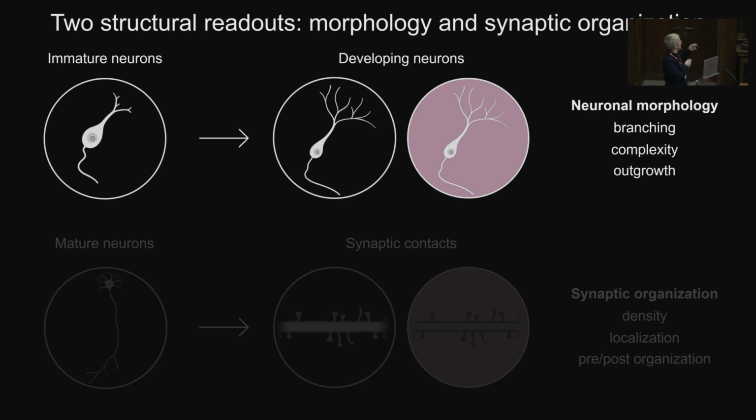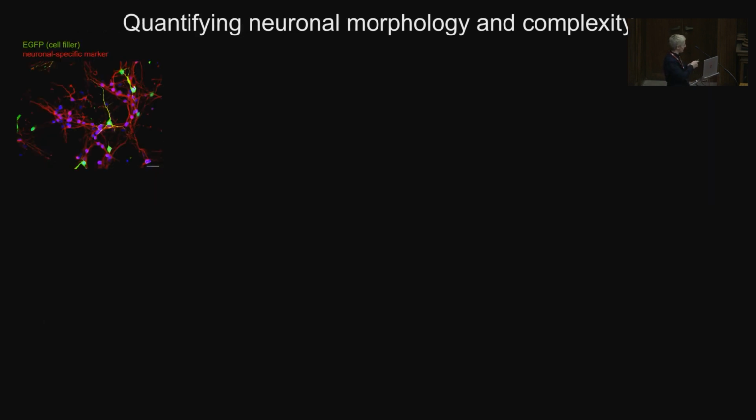Okay, on the neuronal morphology, or can shape the synaptic organization. So for the first part, I will focus on neuronal morphology. We will see together how this can be quantified using specific assays.